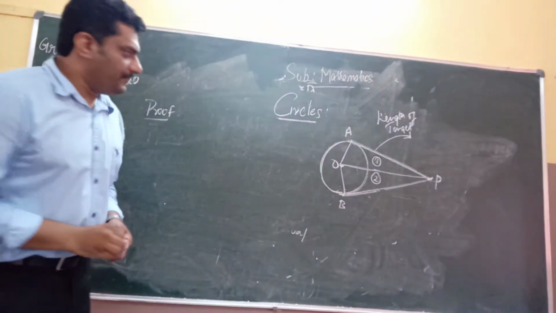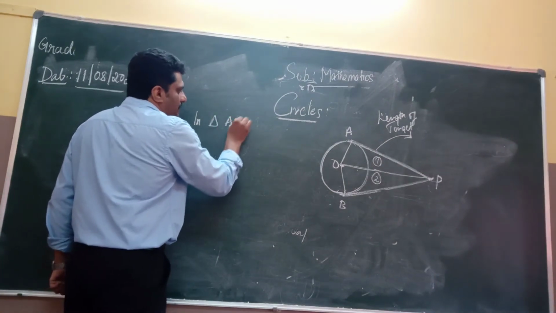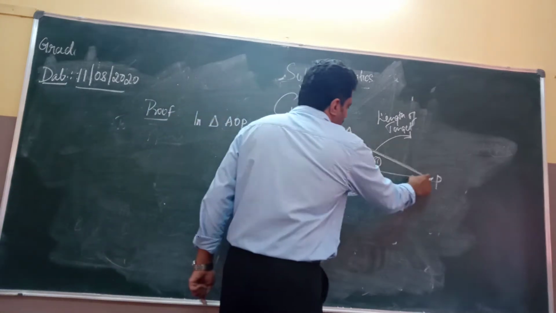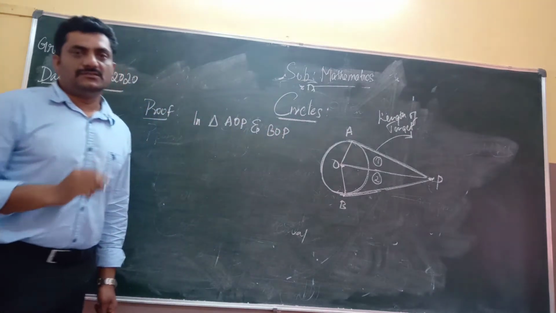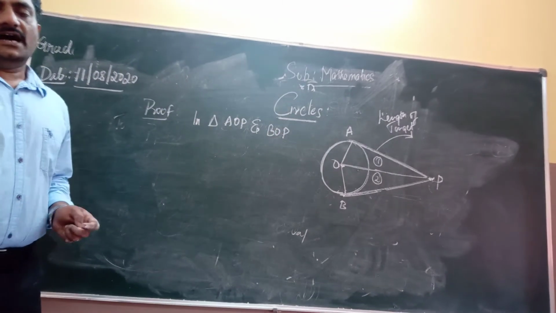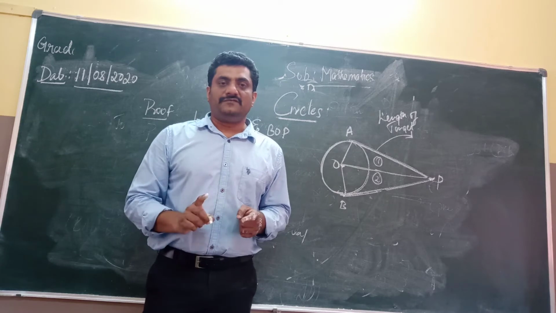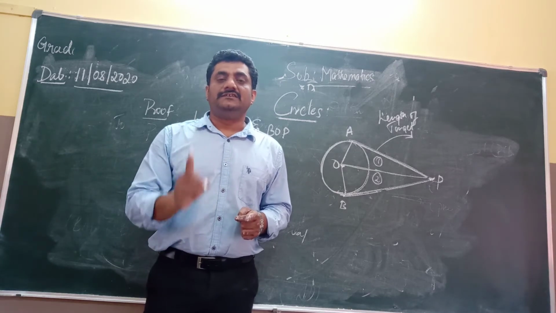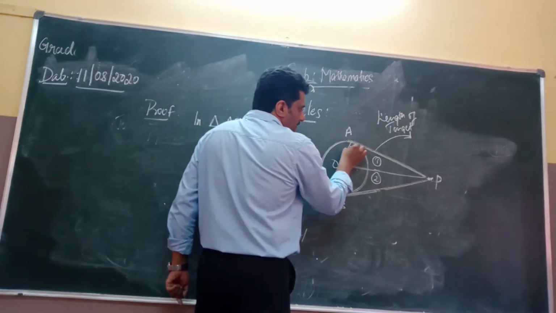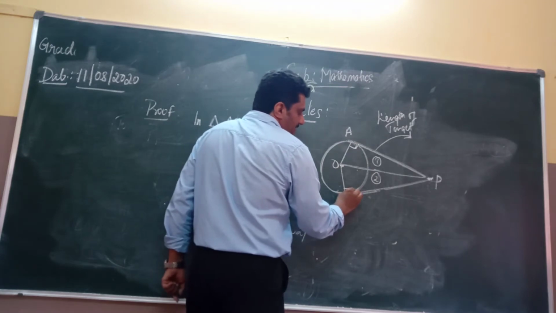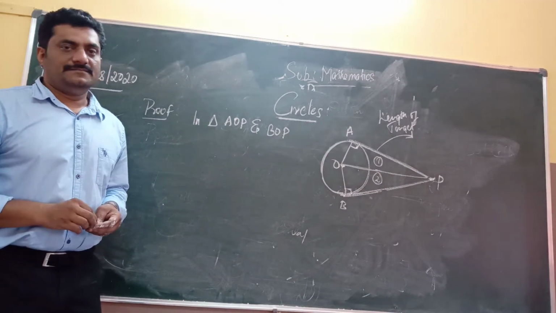Now in the proof, we are taking two triangles. Which are the two triangles? In triangle AOP and triangle BOP, these are the two triangles. Just before, I told you that when you join a line from the point of contact to the center of the circle, the angle formed is a right angle. Correct? In this, which is the point of contact? This is the point of contact. This is the right angle. This is the point of contact. This is the right angle. Done with this? Any doubts in this?